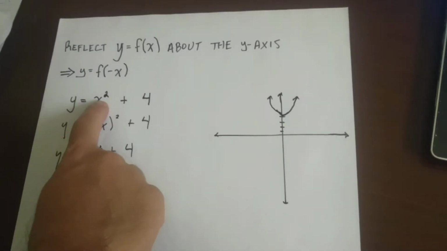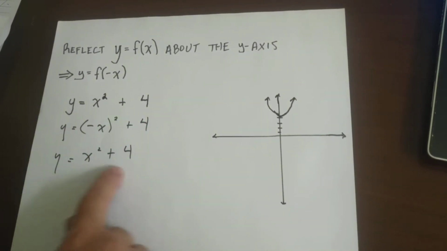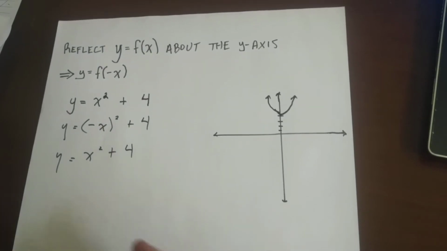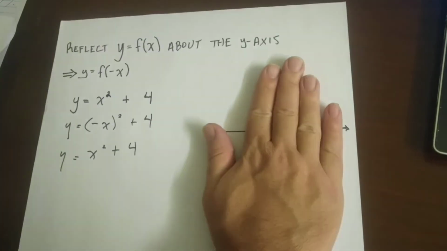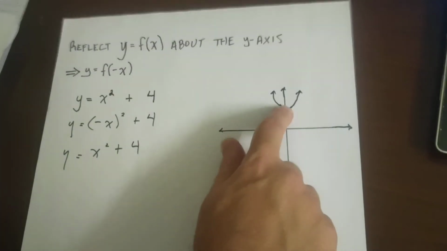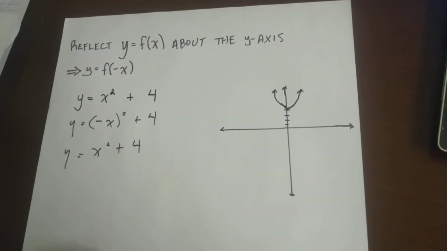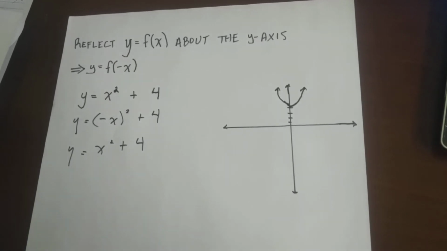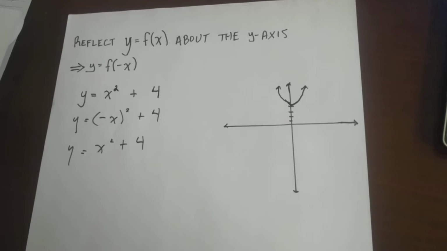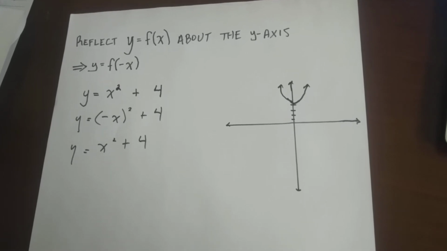So you might be thinking, well, the reflection has the same equation, and that's true, because this is symmetrical, so we reflected it, and it hasn't changed. So the equation isn't going to change. But something interesting is about to happen, because we're going to reflect it across the x-axis. So put your seatbelts on.